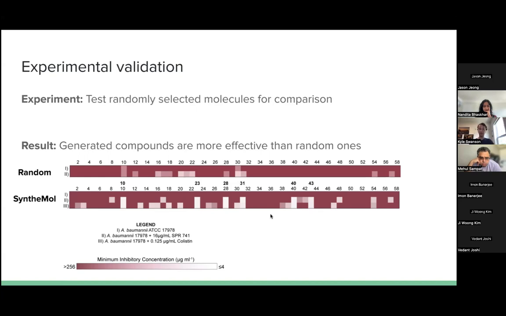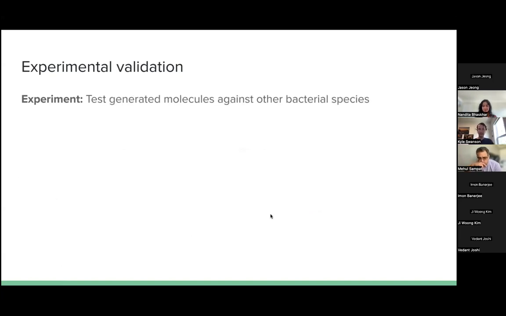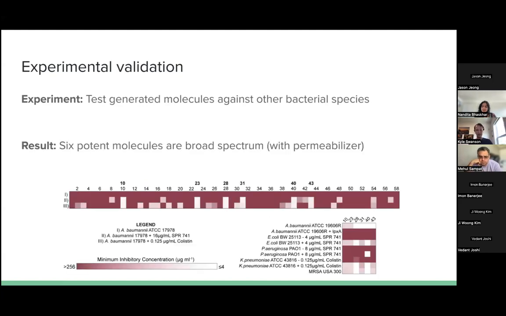So this was a really good control for us, because our model is selecting for these really effective molecules that we're then finding have high potency in vitro. Out of curiosity, what we then wanted to see is whether this is limited to Acinetobacter, or whether we potentially found some broad spectrum antibiotics. So we looked at those 6 exciting molecules and tested them against some other bacterial species. And we found that, in fact, they do have broad spectrum efficacy, again, with the permeabilizer.